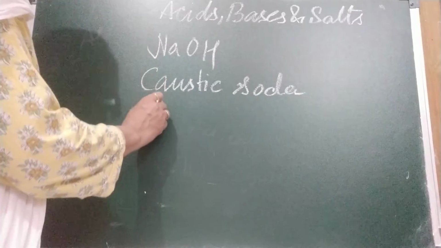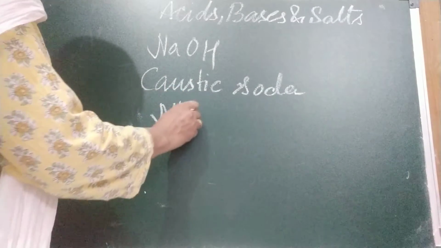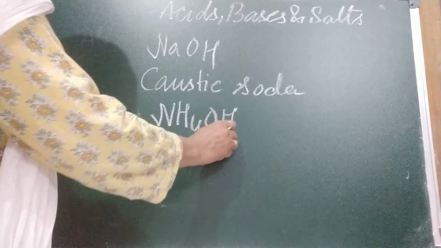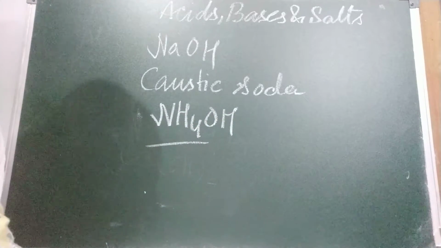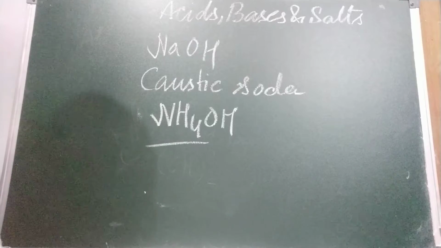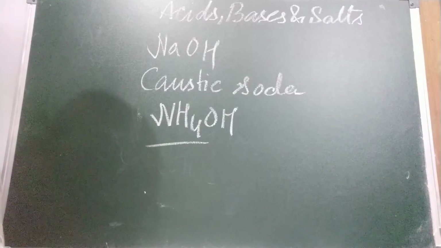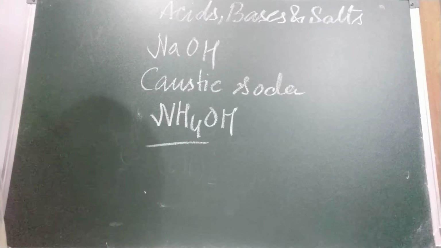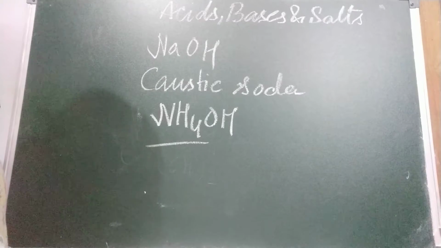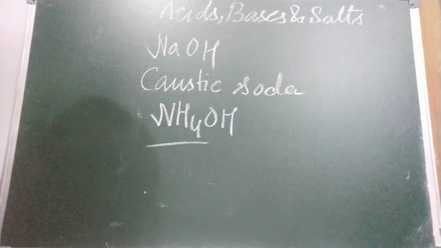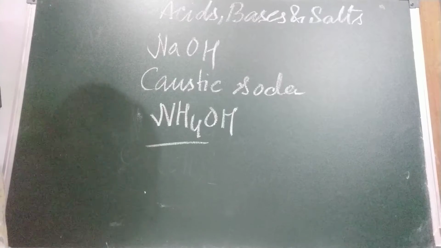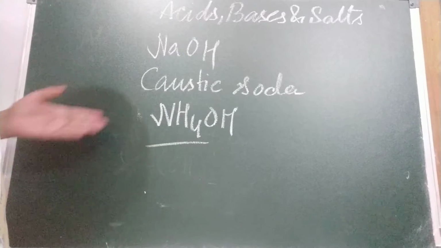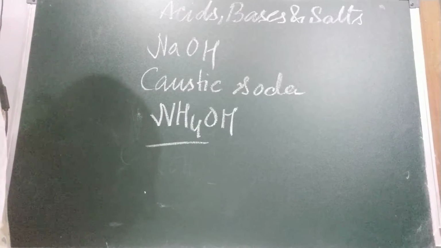Next we are going to talk about ammonium hydroxide. It is used for making fertilizers such as ammonium nitrate, to manufacture nylon, plastic, dyes, etc. And it is also an ink remover, used to remove ink spots from clothes, like we use Vanish.